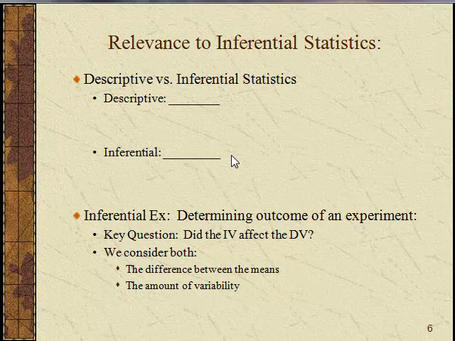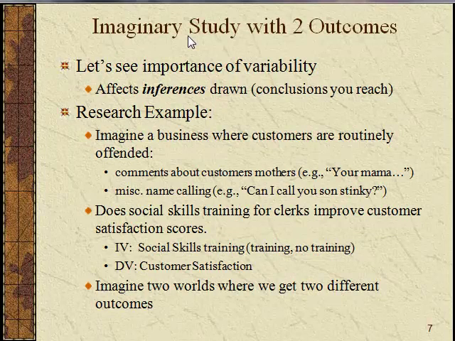But I want to give you an example where the inferential statistics come into play. And I'm doing this so that it makes sense to you why we're covering means and standard deviation. So if we think about the outcome of an experiment, and our key question is, did the independent variable affect the dependent variable? We need to consider both the difference between the means and the amount of variability. So let me show you what I mean. Let's imagine a study with two outcomes, and we're going to see the importance of variability here because it affects the kind of inferences you can draw, the kind of conclusions that you'll reach.